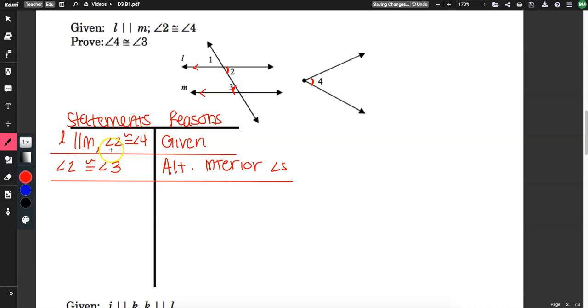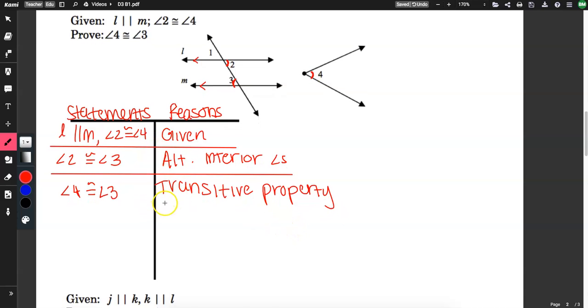Okay, well, I already said 2 is congruent to 4, and 2 is congruent to 3. So I'm already ready to jump down and say, well, then 4 also has to be congruent to angle 3. Okay, because both of them are congruent to 2. And that comes from my transitive property. So I'm done. That's it. Pretty easy one.